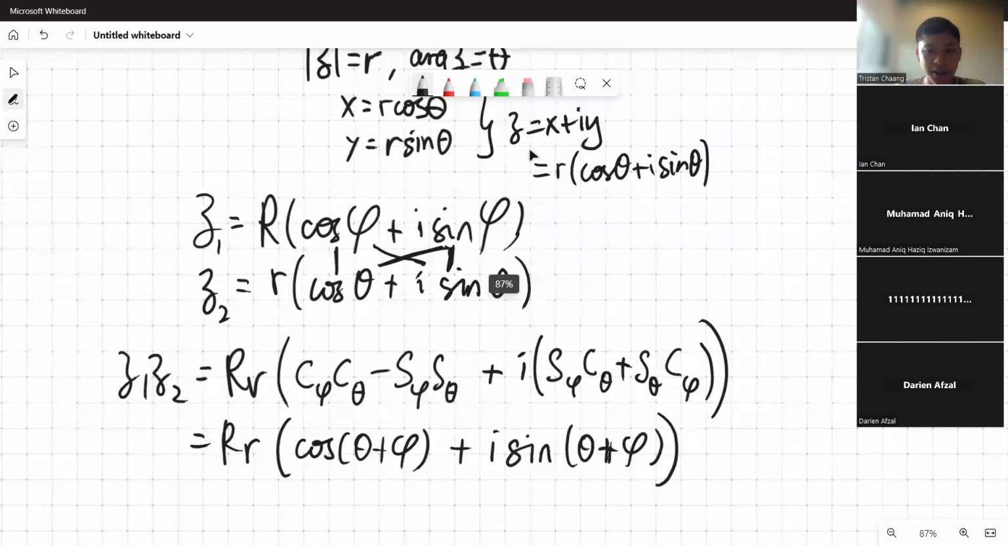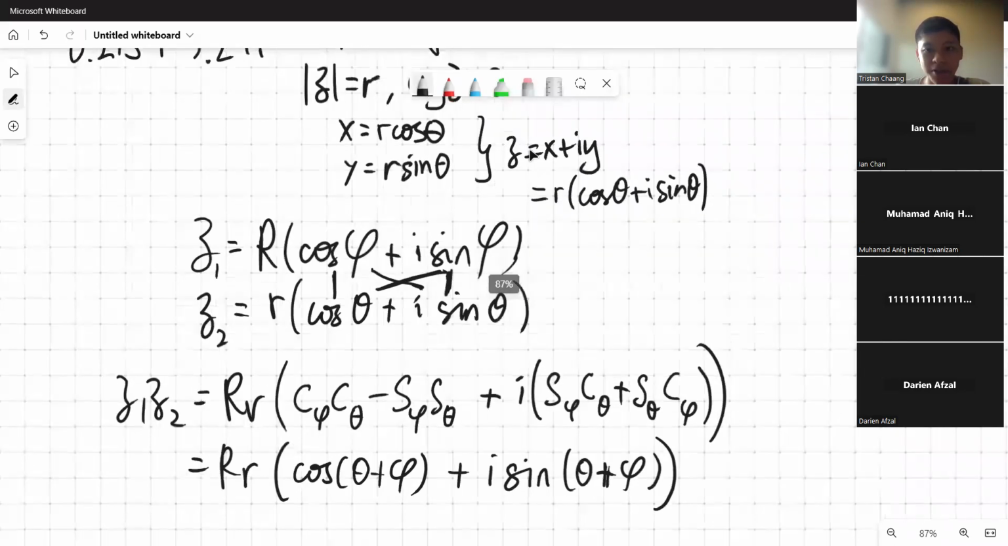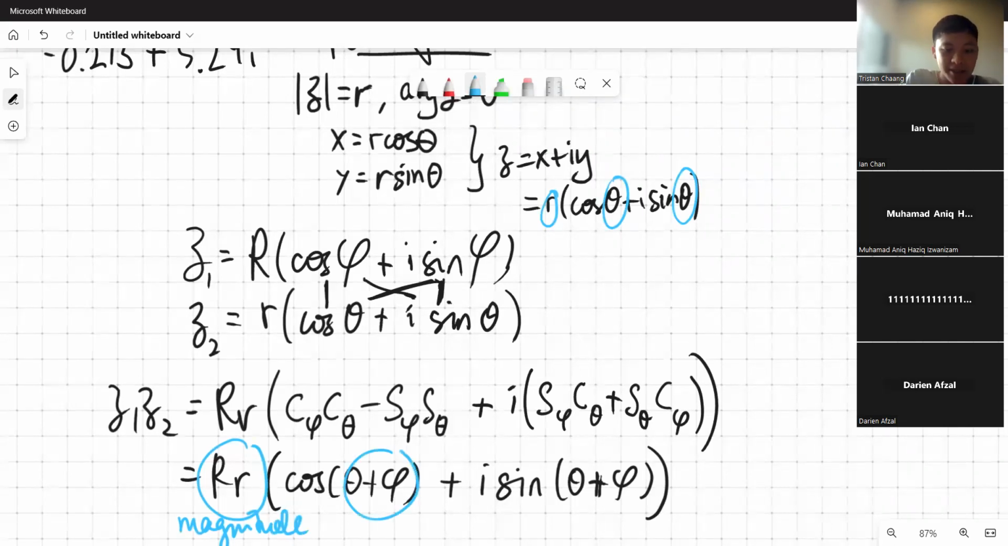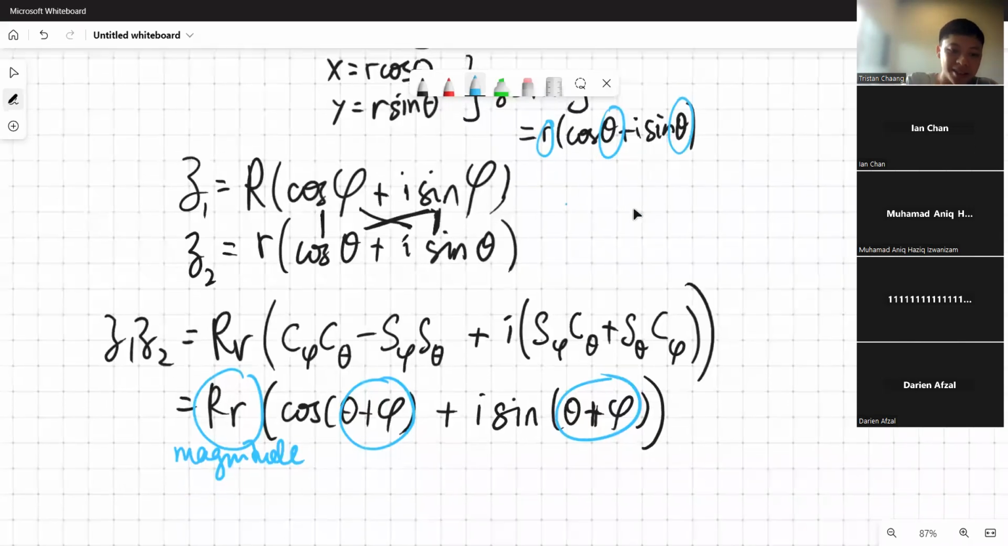Now, what can we see here? Okay, there we go. Remember how we write a complex number like that? This is the new magnitude. Look at it, it's the same form as that. It's just that the angle has changed. The argument is now theta plus phi. Therefore, what we can say geometrically is that when you multiply two complex numbers together, the magnitudes will multiply and their arguments will add. Does that make sense?